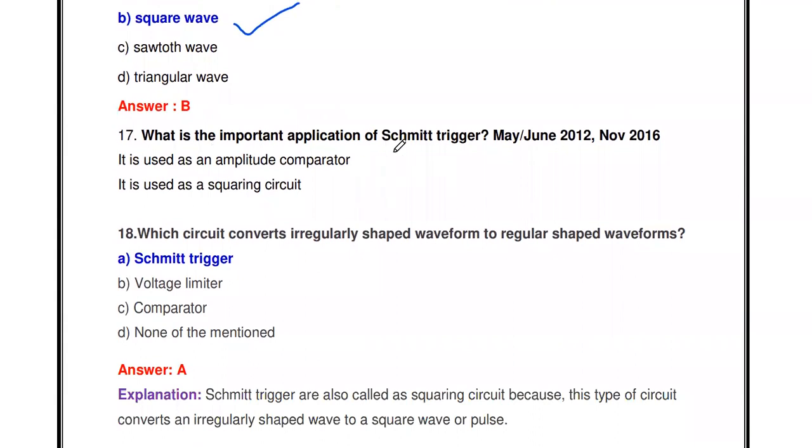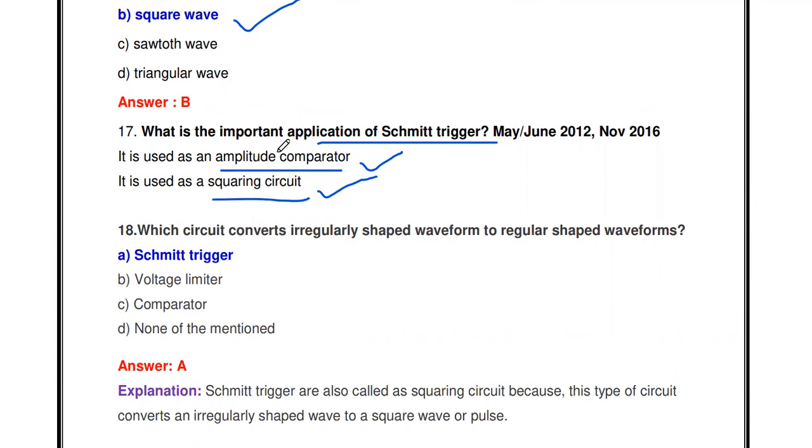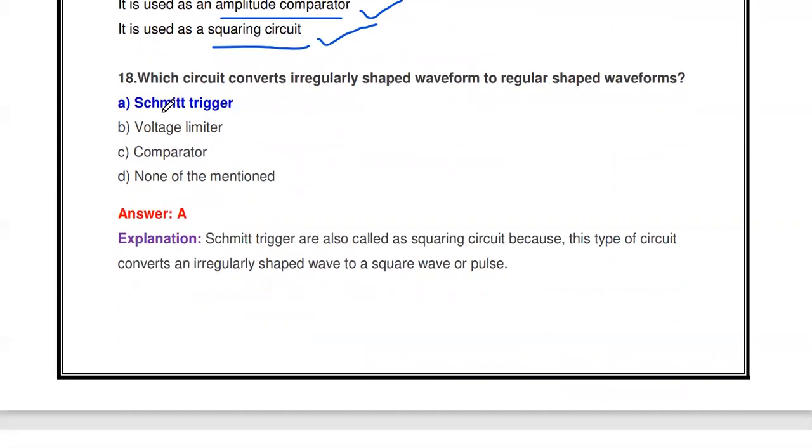Then the next one, what is the important application of Schmitt trigger? It converts the slowly varying signal into square waveform. So it is used as a squaring circuit and it is used as an amplitude comparator. These are the applications of Schmitt trigger. Then which circuit converts irregular shaped waveform into regular shaped waveform? Schmitt trigger, voltage limiter, comparator, none of the mentioned. The Schmitt trigger converts the irregular shaped waveform into regular shaped waveform.